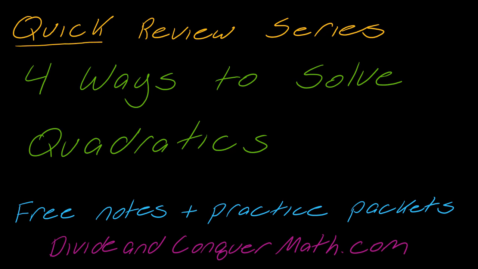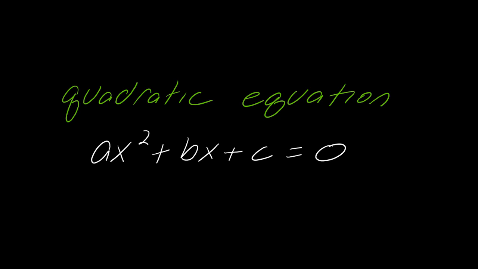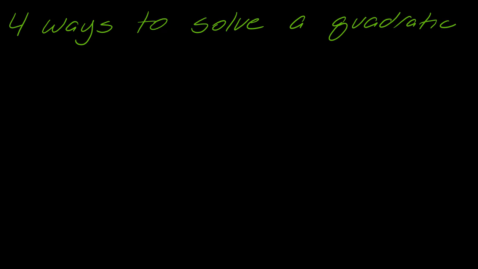Hello friends, so this is going to be a quick review on the 4 ways to solve quadratics and also when you want to use those different techniques. So a quadratic equation is anything of the form ax squared plus bx plus c equals 0. So a cannot be 0, you have to have a squared term in it, and that's really what makes something a quadratic equation.